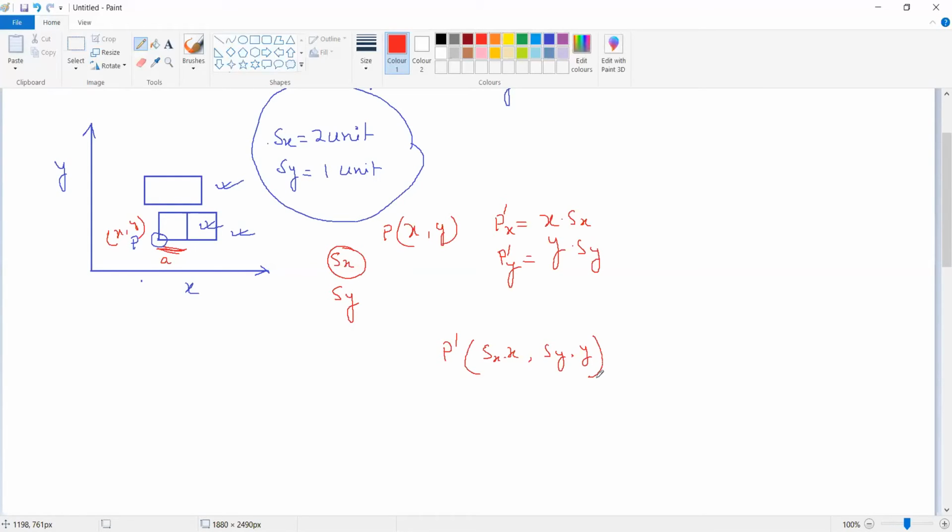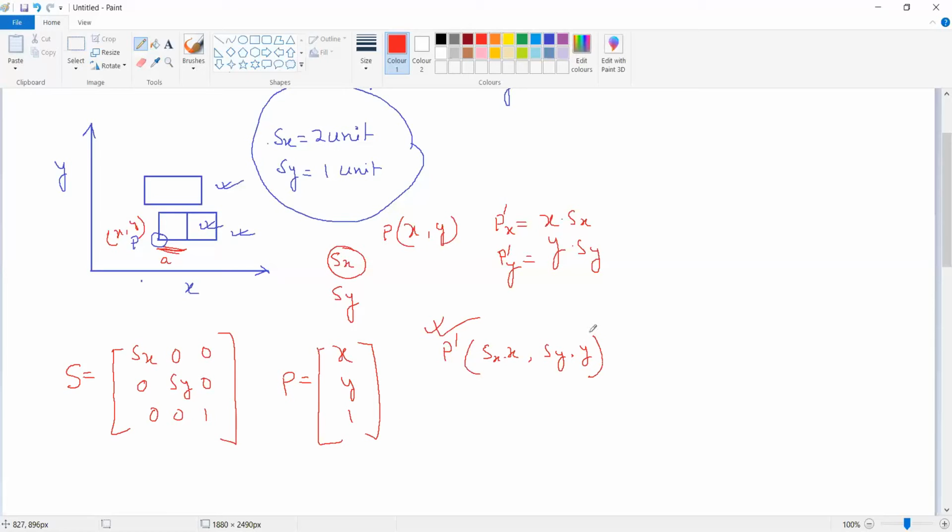Clear? So if I want to perform this simple multiplication, then what will be the matrix? We can say the scaling matrix will be like this one. We are just multiplying. So it will be Sx 0 0, then 0 Sy 0, and then 0 0 1. And my original point P is nothing but x, y, 1. Okay. So if I want to get this P dash, what we have to do? It is very simple. In the same way we have to perform the multiplication S dot P.